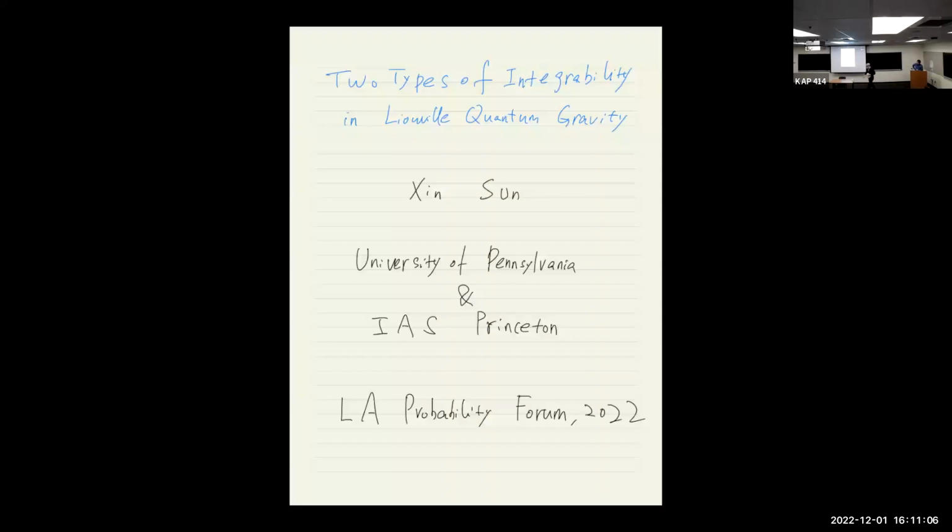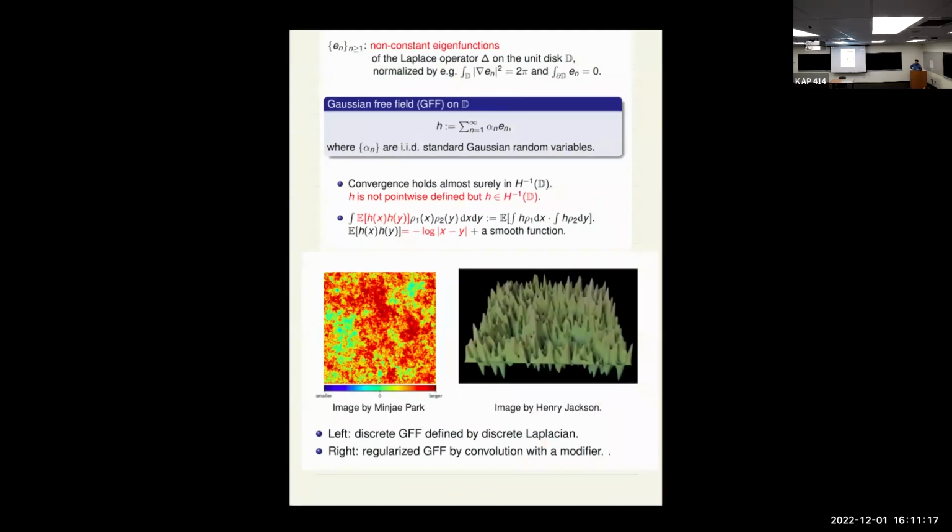Okay. Today I will speak about a subject called Liouville quantum gravity. This is a theory of random surfaces induced by a function mentioned in Vadim's talk called the Gaussian free field. And I'm very happy that Vadim didn't give a definition, so I have the opportunity to define the Gaussian free field.